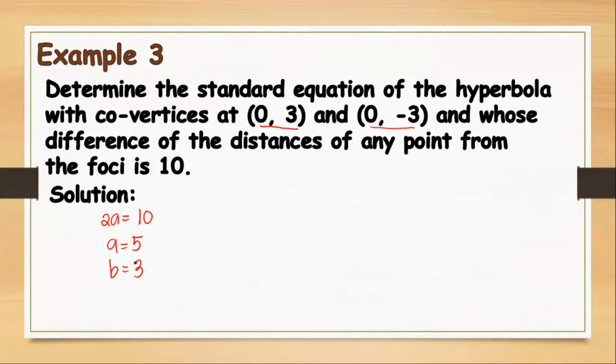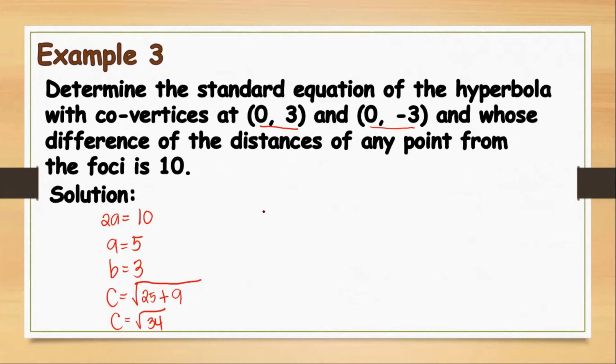And let us find our c. Our c is equal to the square root of a squared plus b squared. So that is 25 plus 9. So our c is equal to the square root of 34. Since 34 is not a perfect square, let it be like that.